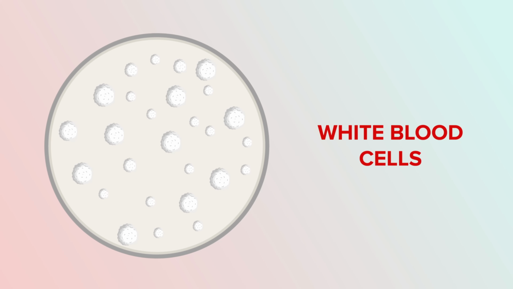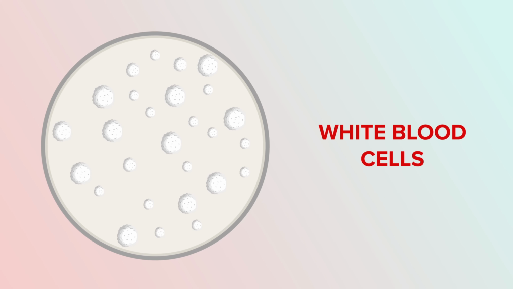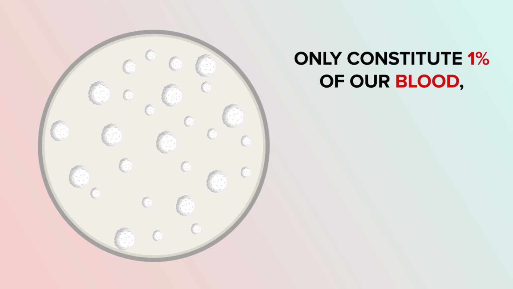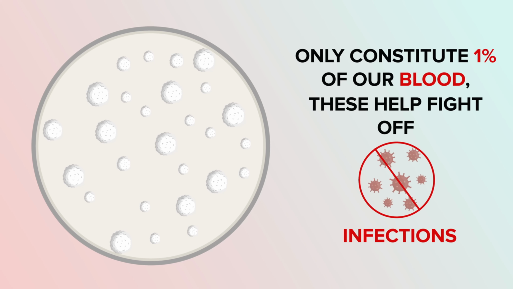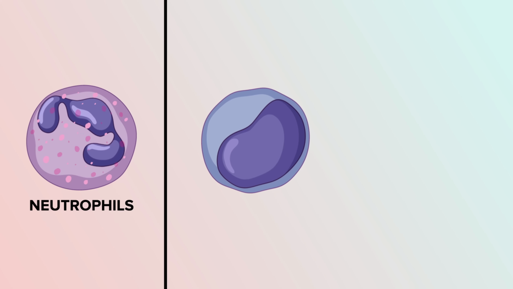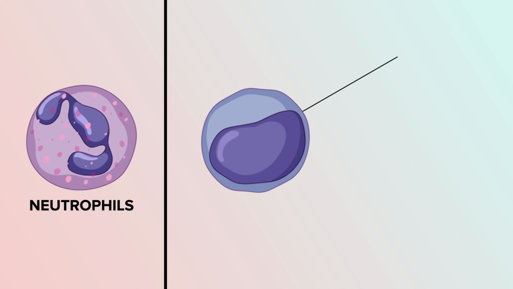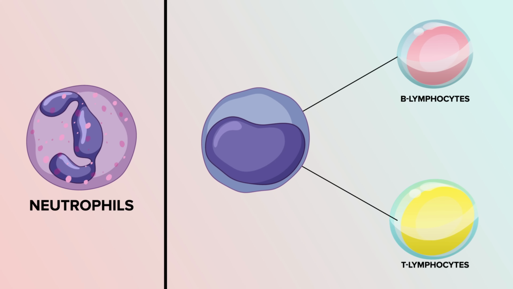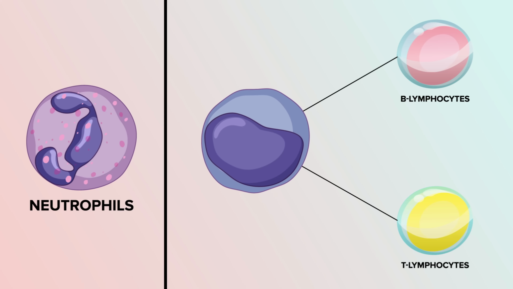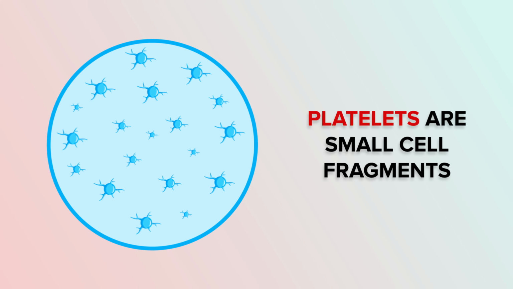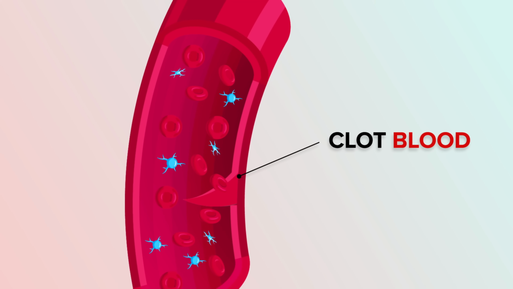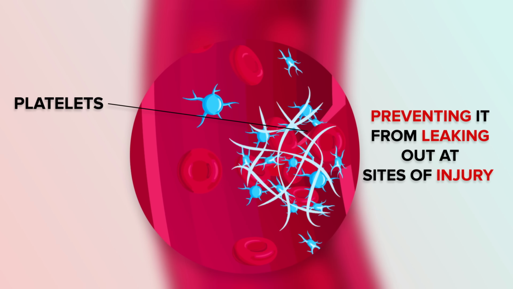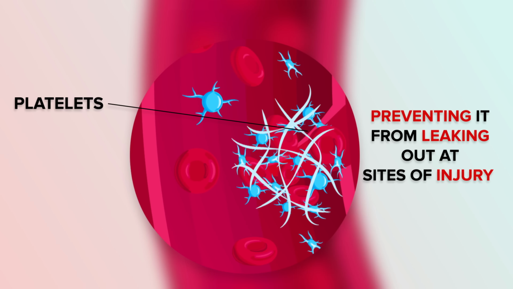White blood cells, also known as WBCs, only constitute 1% of our blood. These help fight off infections and are further subdivided into neutrophils and other cells such as B lymphocytes and T lymphocytes. Finally, platelets are small cell fragments. These help clot blood, preventing it from leaking out at sites of injury.